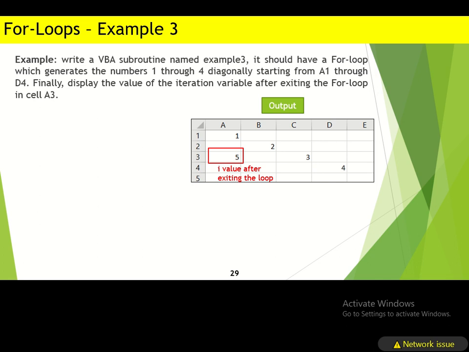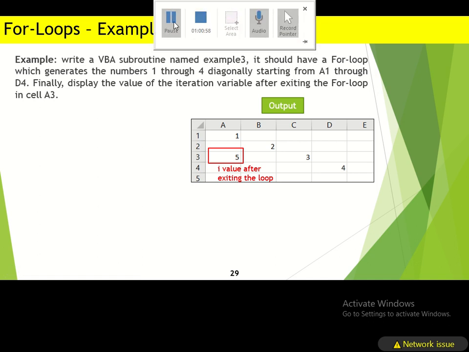Write a subroutine, example 3. You have a for loop that generates numbers 1 through 4, storing the values diagonally. Just store the values diagonally and display the iteration variable at the end. Okay, let us write the program.